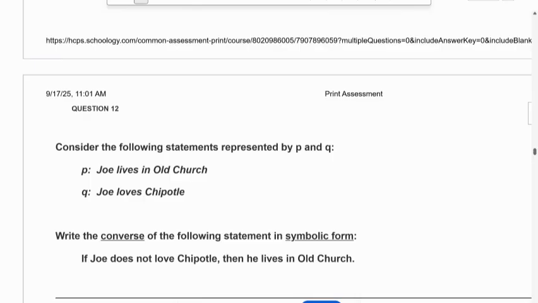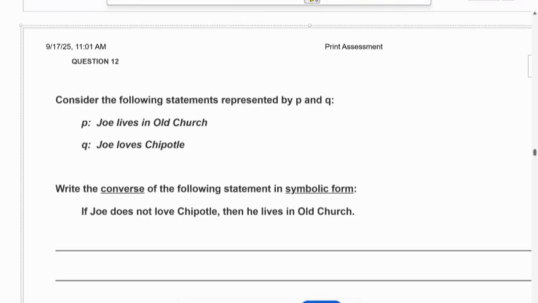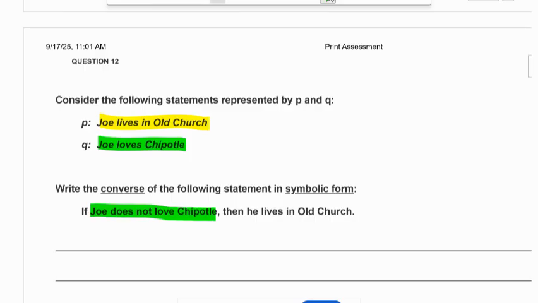All right, number 12. Consider the following statements represented by P and Q. P, Joe lives in Old Church. Q, Joe loves Chipotle. Write the converse of the following statement in symbolic form. If Joe does not love Chipotle, that would be Q, except it was negated. So the original statement in symbols starts off with negated Q.